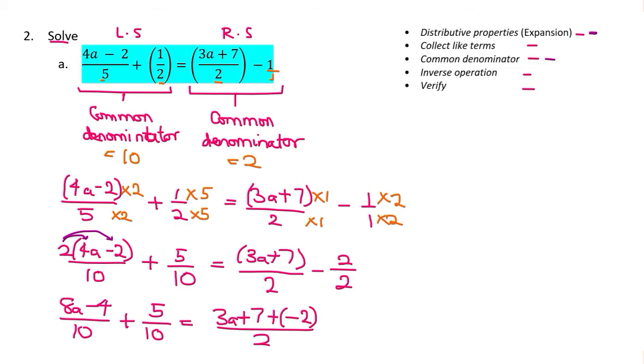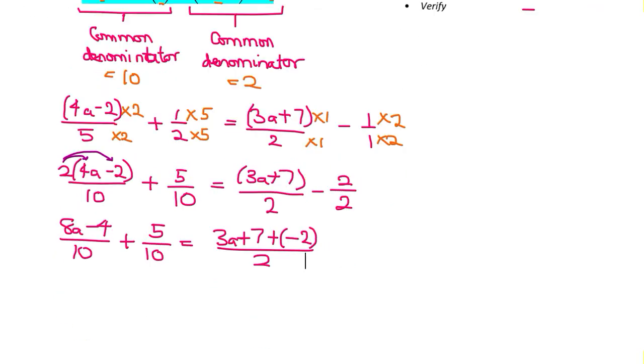So in here, once we have that, our next step is to evaluate the numerator on the left side as well, which means here that we have all this is over 10. We have 8a minus 4 plus 5, and this here is equal to 3a plus 7. Positive times negative gives us negative 2, and this is over 2.